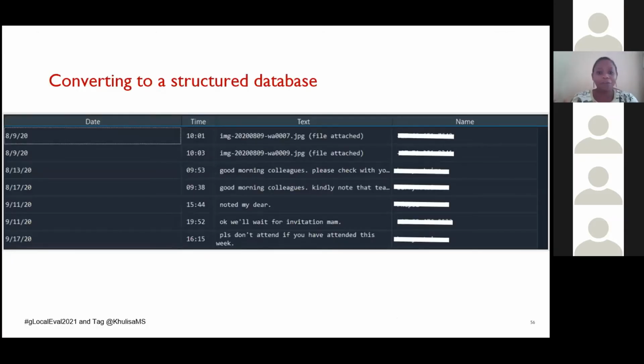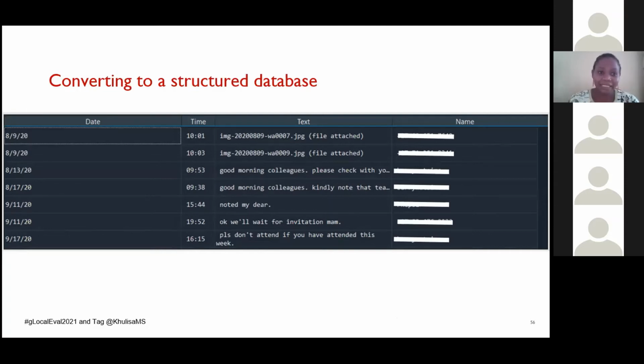So you will have something like this, where you actually have the date, the time, the text, and the actual name of the person. After doing that, the text is not always clean, and you might want to do further analysis. Depending on what you want to do, you might consider using more cleaning steps. The first one might include standardizing your text, which involves converting everything into lowercase.